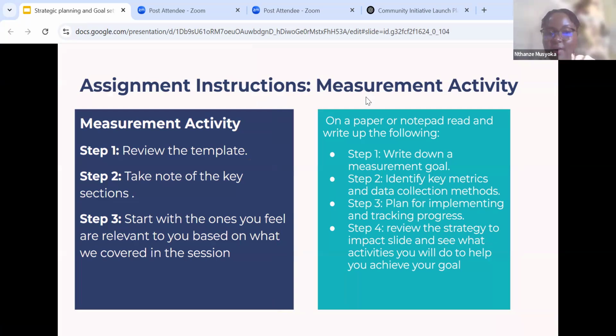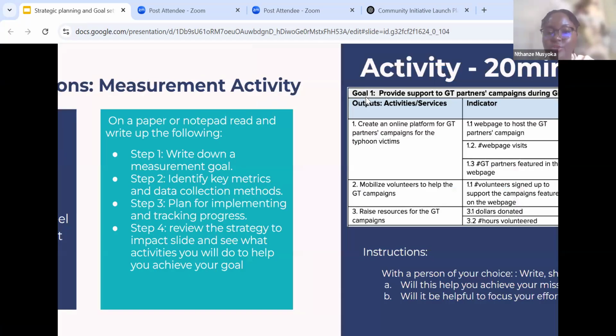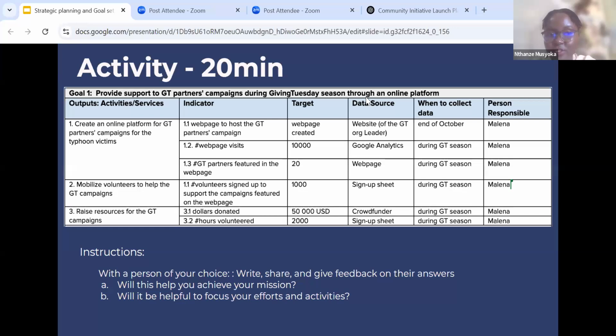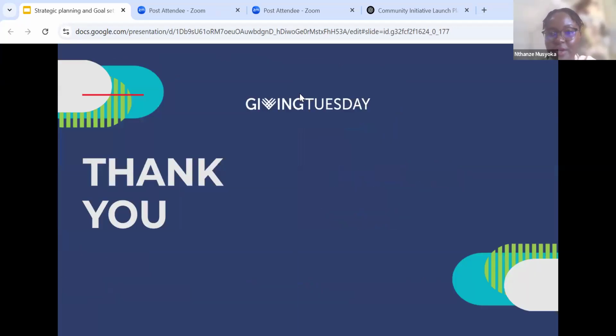This is just an example of how your measurement framework is going to look. We will review more in the coming session. So that's it for today.